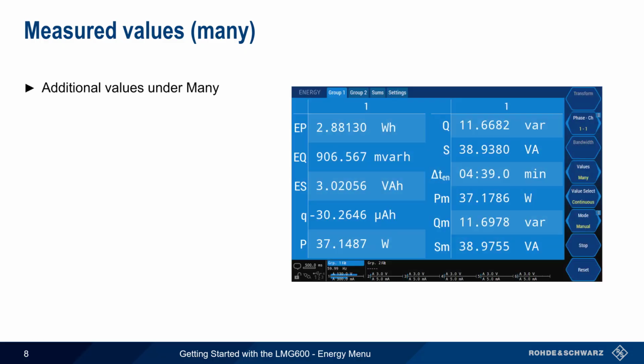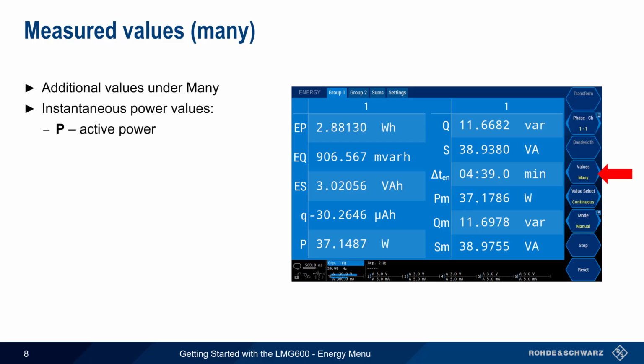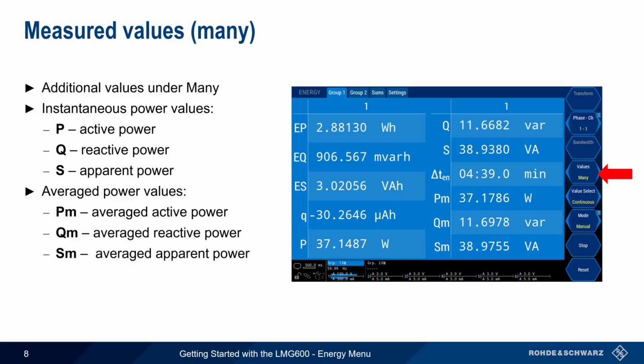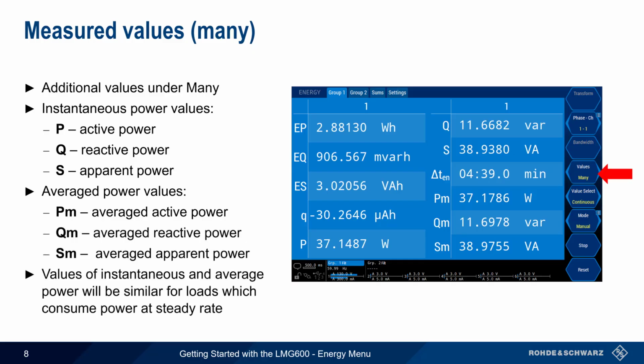Power values are some of the additional quantities shown when many values is enabled. Here we see instantaneous values of active power, reactive power, and apparent power. The Many view also displays the average values of powers over the integration time, that is, averaged active, averaged reactive, and averaged apparent power. Note that the values of instantaneous and averaged power will be similar when a load consumes power at a steady rate, but will differ when the load power consumption is more variable.